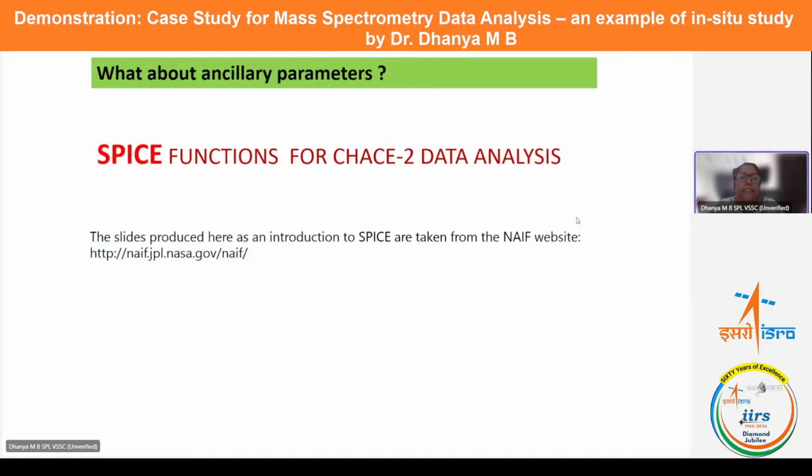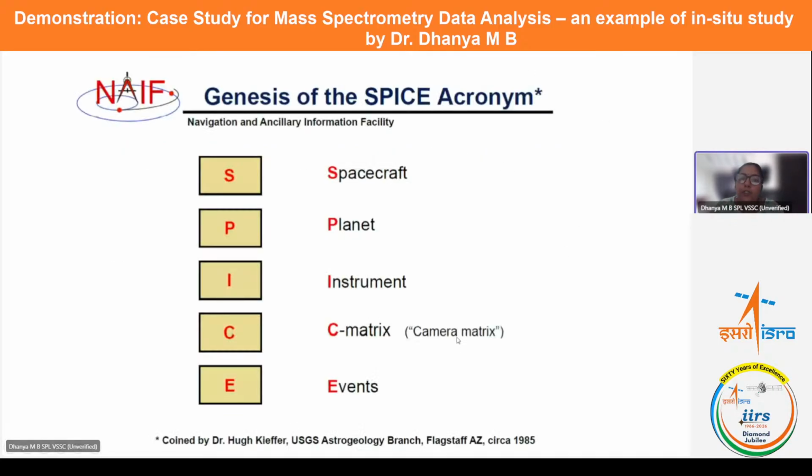So these are a few SPICE functions I have incorporated here for familiarization. SPICE refers to an acronym for Spacecraft, Planet, Instrument, C-matrix, and Events. So conventionally, this is the way it has now evolved.